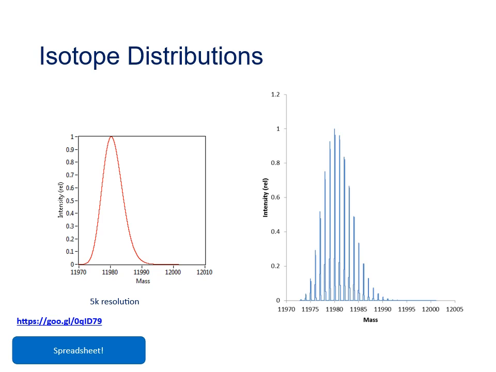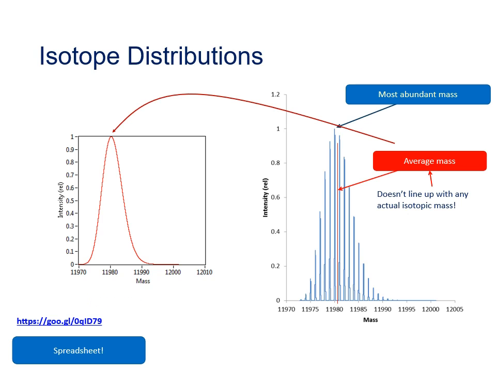In this case, the top of the single peak actually does line up with the average mass you get from calculating the protein mass using the molar mass of the elements. But this is the only situation where you can use the molar mass in mass spectrometry.